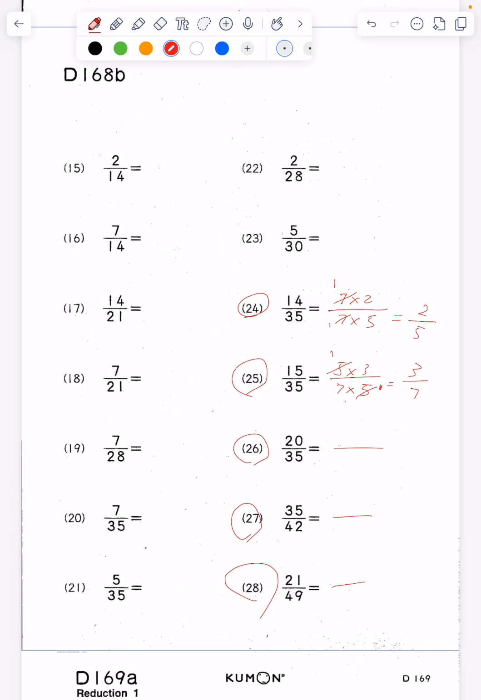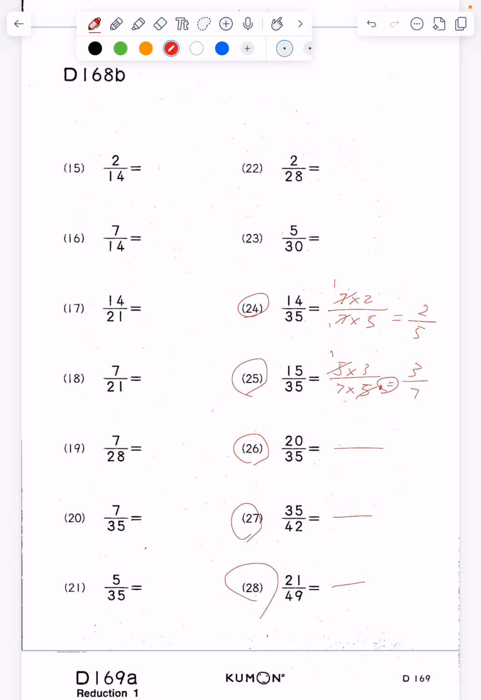So the answer for this is 3 over 7. So equal to 3 over 7. Good. You still have to put an equal sign here, right? Equal sign, very important. Okay, good. 26, 27, 28. Let's try it. Use the same method.